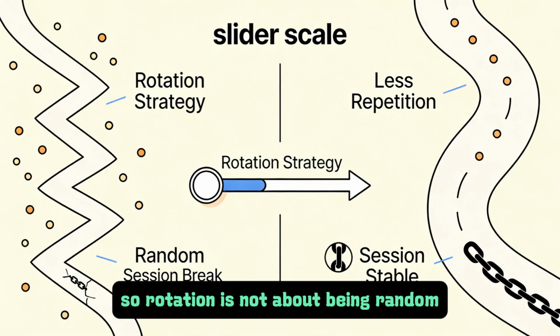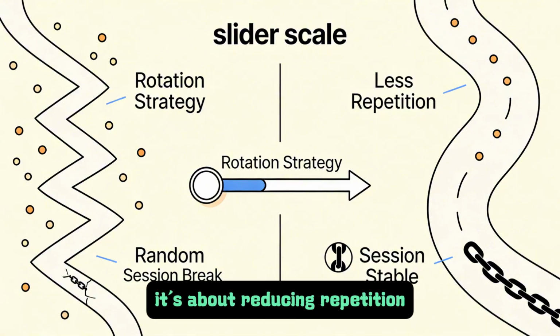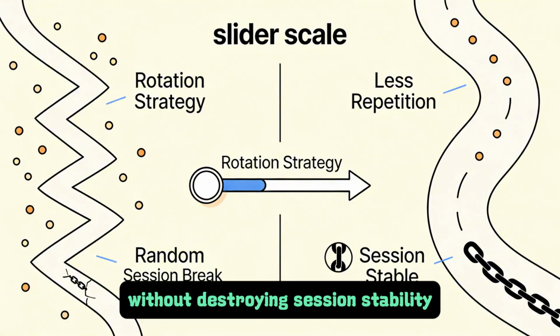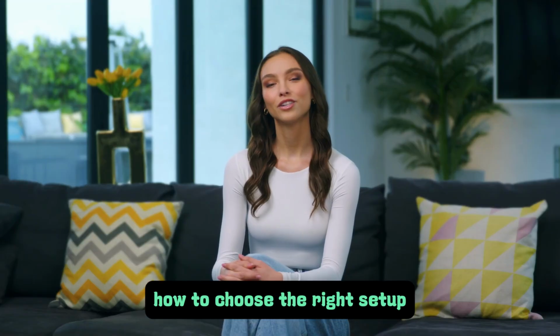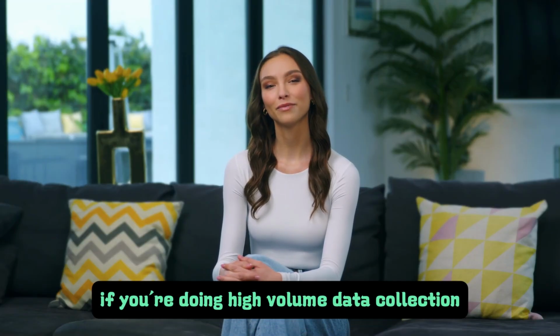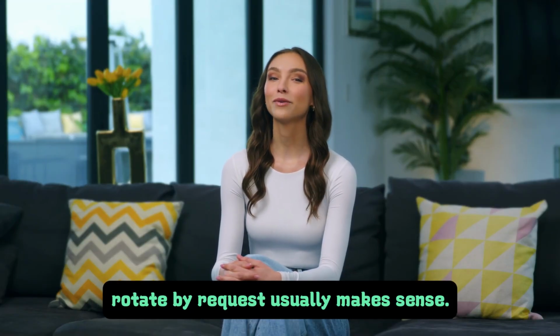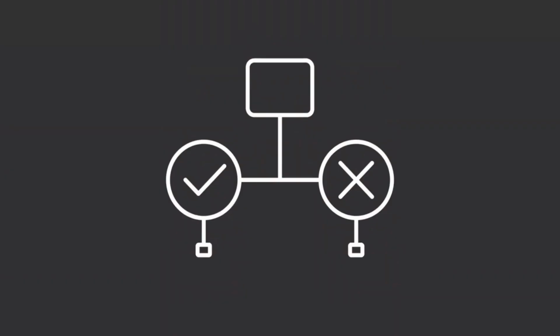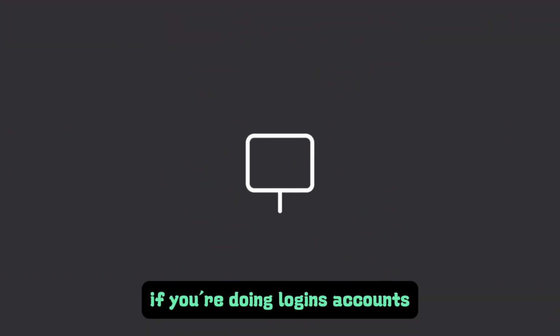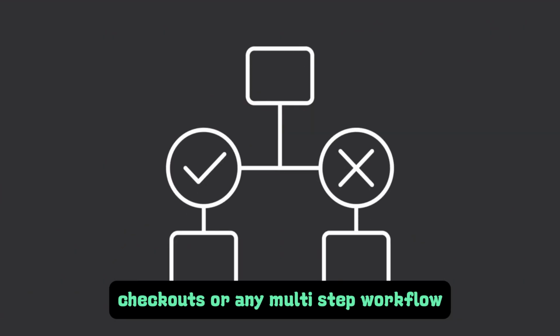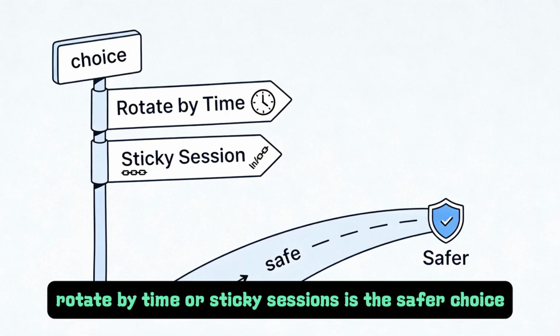So rotation is not about being random. It's about reducing repetition without destroying session stability. How to choose the right setup: if you're doing high-volume data collection, rotate by request usually makes sense. If you're doing logins, accounts, checkouts, or any multi-step workflow, rotate by time or sticky sessions is the safer choice.